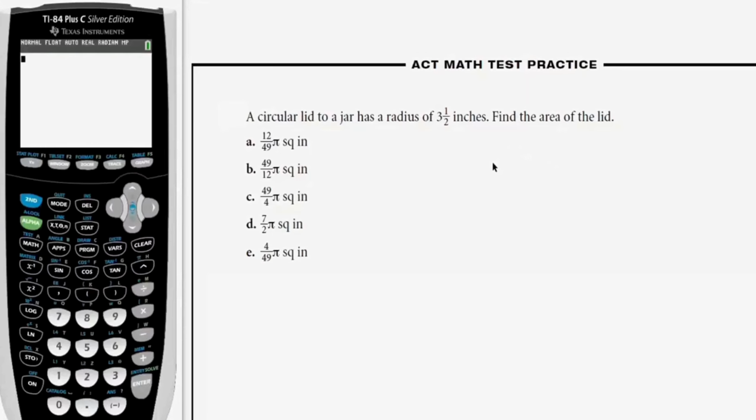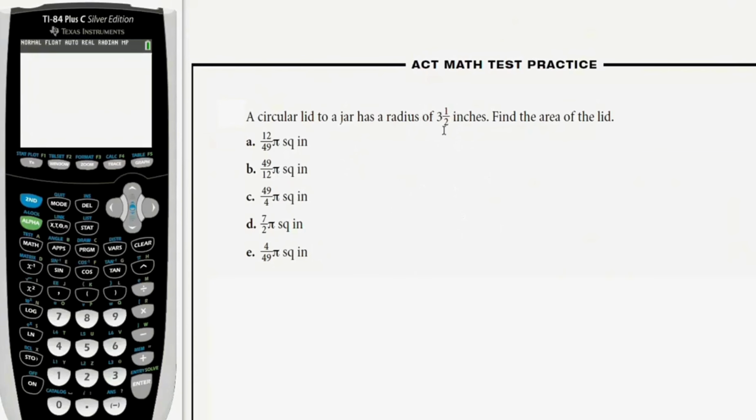In this video, we're going to learn how to solve this ACT math question fast using a TI-84 plus scientific calculator. Alright, so the question says a circular lid to a jar has a radius of 3 whole number 1 over 2 inches. Find the area of the lid. Alright, so guys, this question involves a circle. So basically, all you need here is to know the formula for the area of a circle and apply it, and you will get the correct answer.